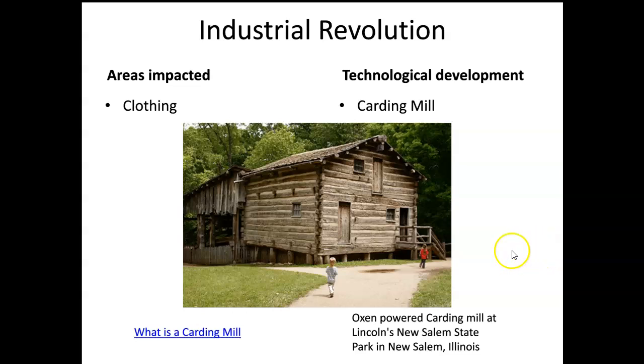So we had the use of the carding mill in order to basically convert wool into threads and fabric so that we could use it to make clothes and different types of textiles.